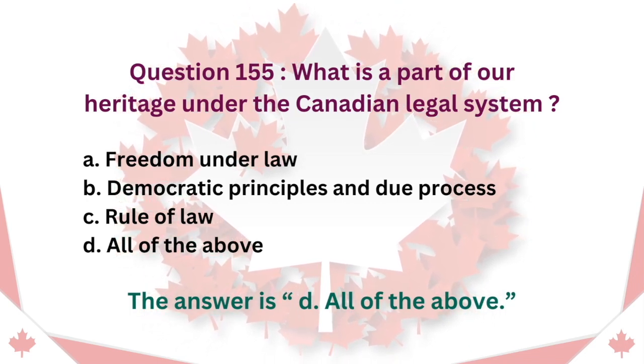Question 155. What is a part of our heritage under the Canadian legal system? A. Freedom under law. B. Democratic principles and due process. C. Rule of law. D. All of the above. The answer is D. All of the above.